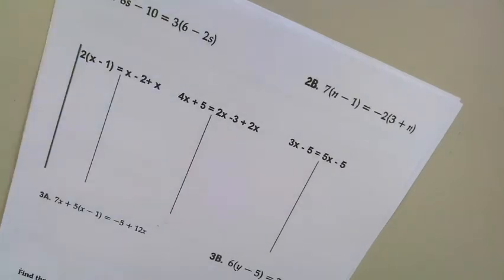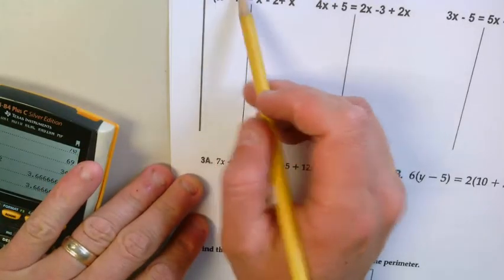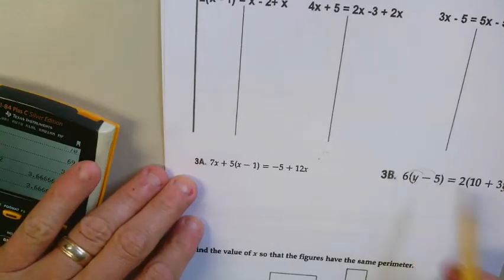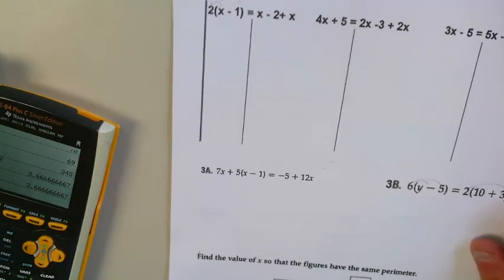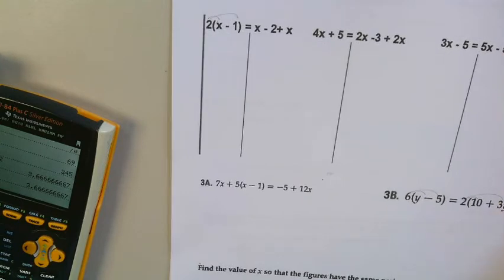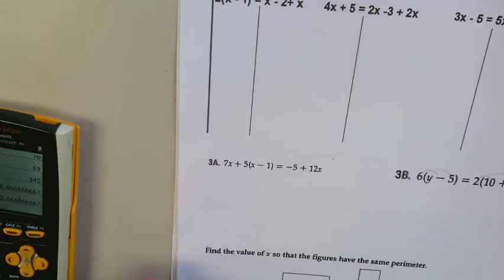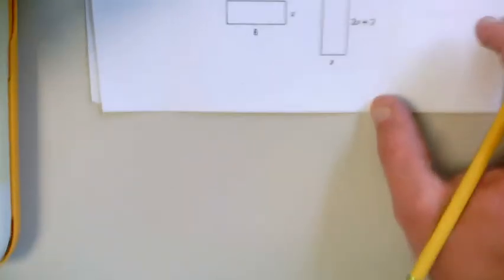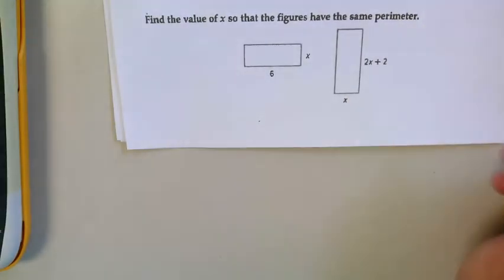You know, we can continue to expand, and down here we want to make sure we distribute. So it just can get bigger and bigger as the problems go along. All right, so make sure that you are following your rules here. So I'm going to leave those for you guys to go ahead and fill out. The last one, find the value of x so that the figures have the same perimeter.